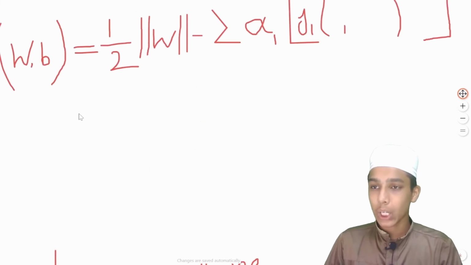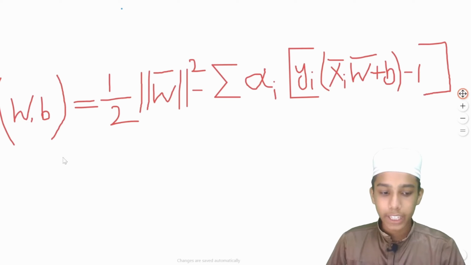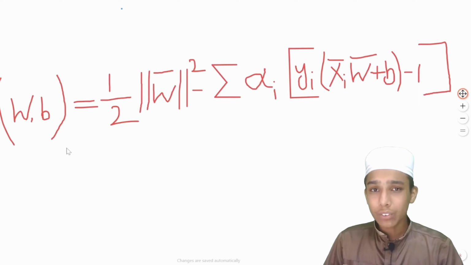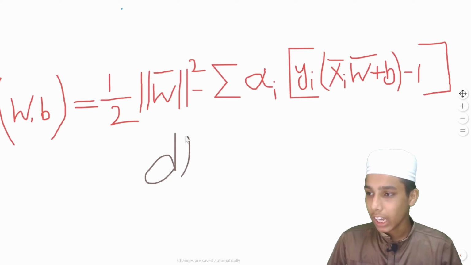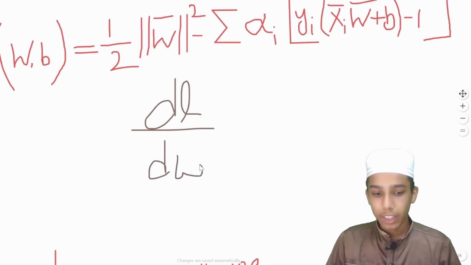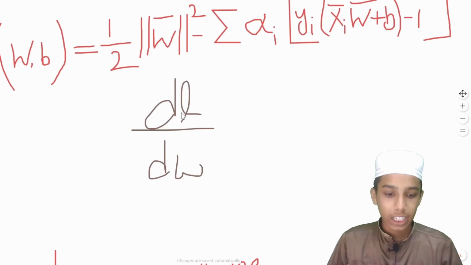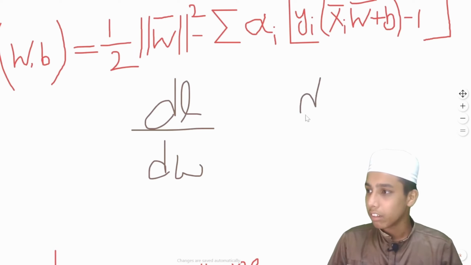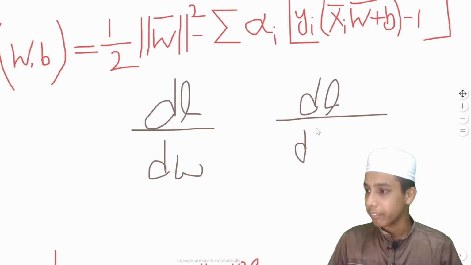Now, coming back to our Lagrangian equation that you are seeing here, we have the L and all of these things, right? As I said, we want to minimize the w and maximize the b. Now guys, what we have to do is differentiate the L with respect to W, and then we are going to differentiate the L again with respect to B.